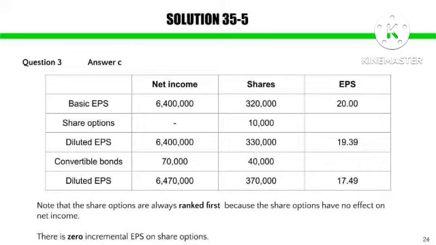Doon naman tayo sa shares. May 320,000 na average share outstanding in the computation of basic earnings per share. Then, may share option na 10,000. Then, may potential ordinary shares from bond conversion na 40,000. So, magkakaroon tayo ng 370,000 total number of shares outstanding for the computation of diluted earnings per share. So, i-divide natin silang dalawa. Ang sagot is 17.49 diluted earnings per share.